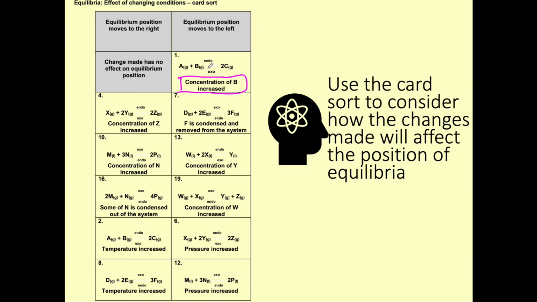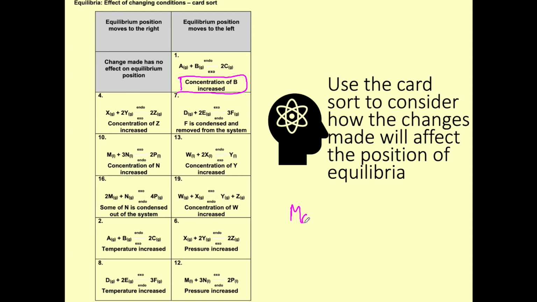So with this card sort, there is a reaction. Pay attention to the endo and exothermic, as that will be important for temperature. With pressure, you want to be considering the number of particles on either side of the reaction. So the number of particles that is formed in a reaction, that determines what you'll want to be looking at: the number of molecules on either side of the reaction.